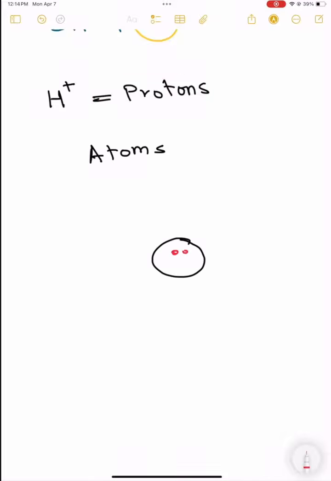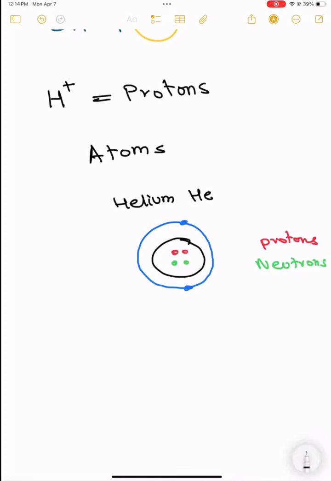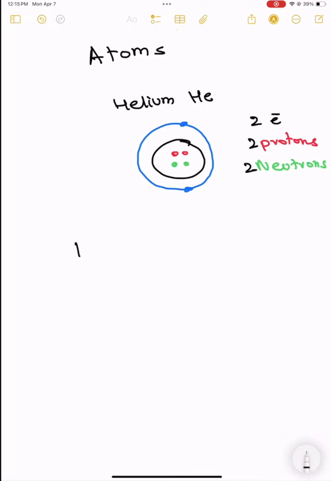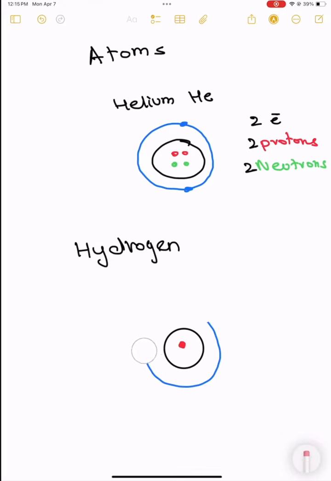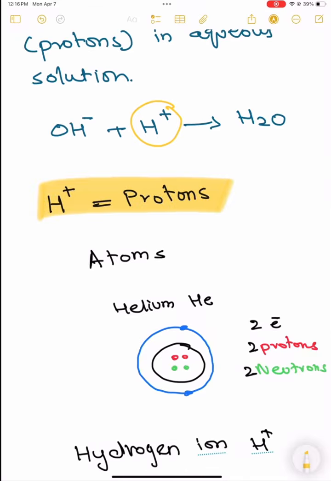Have you noticed that while defining acids and bases, the terms hydrogen ions and protons are used interchangeably? The reason is that in the structure of an atom, we have a nucleus which has protons and neutrons inside it, while the electrons revolve around the nucleus. For example, this is the structure of a helium atom that has two protons, two neutrons, and two electrons, while a hydrogen atom is a little bit different. Inside the nucleus, it has only one proton, while one electron revolves around it. So when it loses its electron to form a hydrogen ion, what we are left with is just a proton. That's why hydrogen ion is also known as a proton.